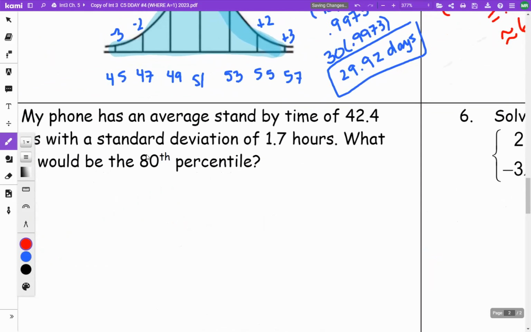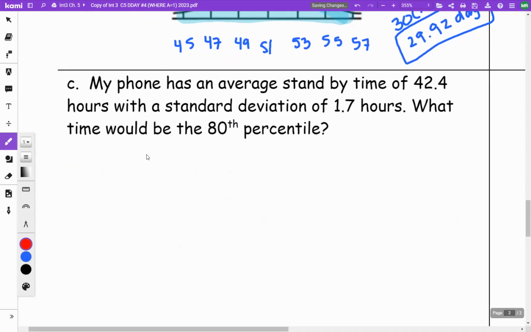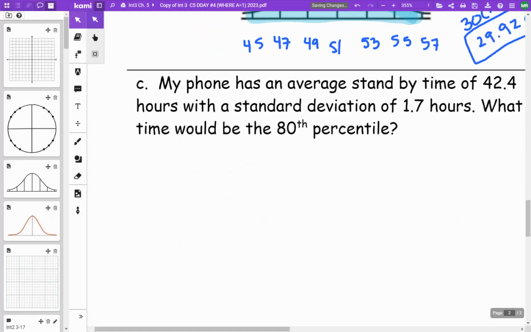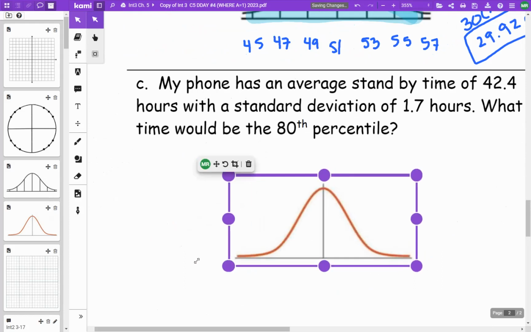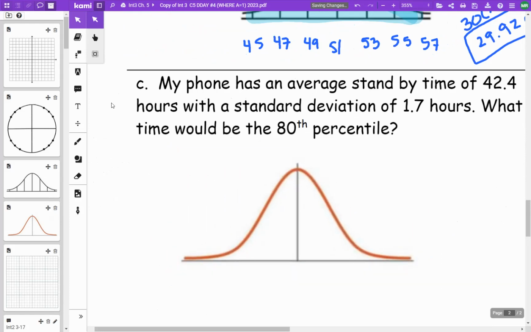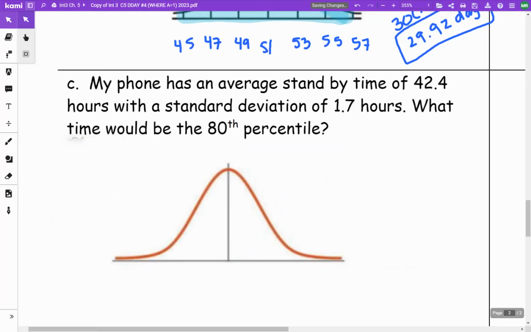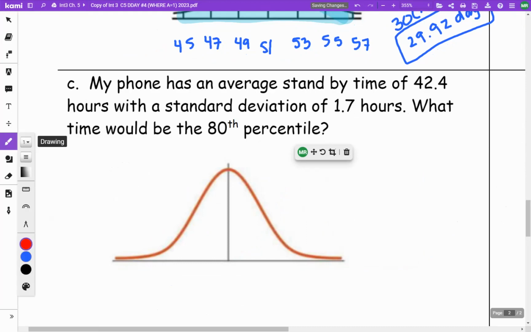On C, so for this one, we're dealing with percentiles. So in this case, we have a phone. Average standby time is 42.4 hours, standard deviation of 1.7.